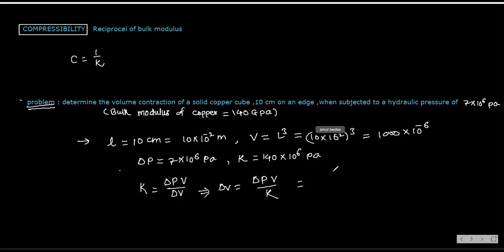Substitute now. Delta P is how much? 7 into 10 to the power 6. V is how much? This 1000 into 10 to the power minus 6, divided by the K value, 140 into 10 to the power 6. So this 6 and this 6 will get cancelled. This 0 will get cancelled. Solve this now. And this 7, this is 2. So how much are you getting? This is 50 because this 2 will get cancelled again with this. So 50 into 10 to the power minus 6.